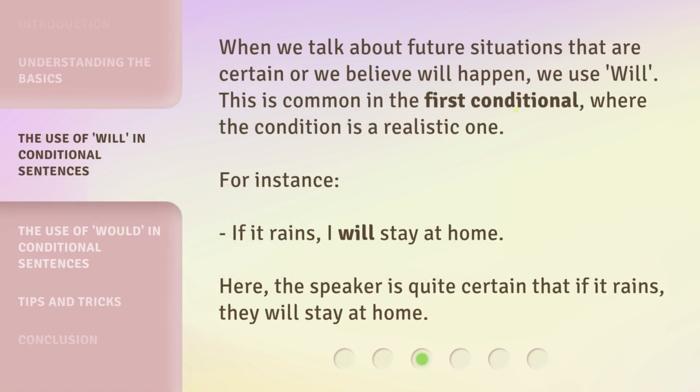When we talk about future situations that are certain or we believe will happen, we use will. This is common in the first conditional, where the condition is a realistic one. For instance, if it rains, I will stay at home. Here, the speaker is quite certain that if it rains, they will stay at home.